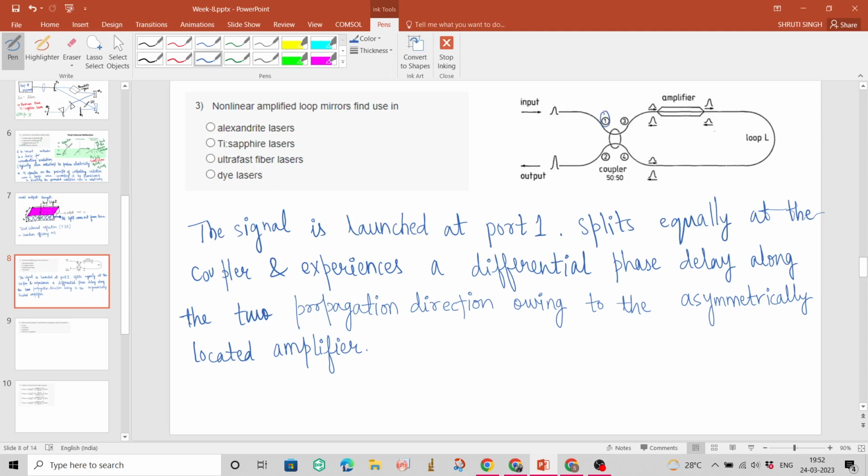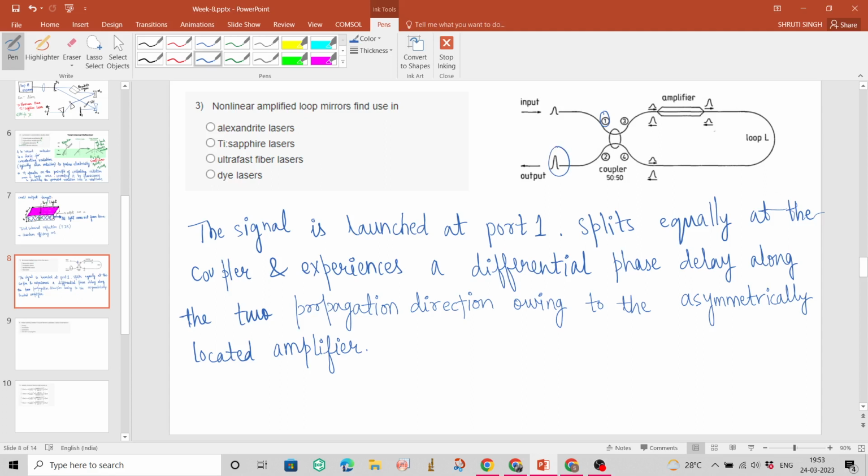This is port 1. It splits equally at the coupler. This is a coupler, and it experiences a differential phase delay along the two propagation directions, along this direction and along this direction, owing to the asymmetrically located amplifier. This is an amplifier. Here the signal traveling this way gets amplified, but the signal traveling this way doesn't get amplified. And when they join back, we get an output like this. So, amplified output.